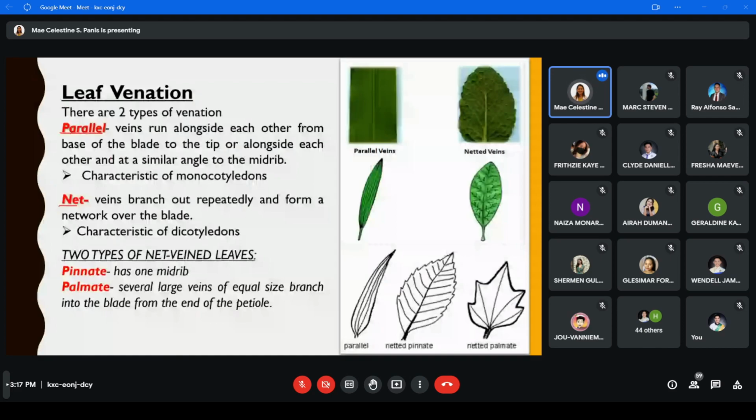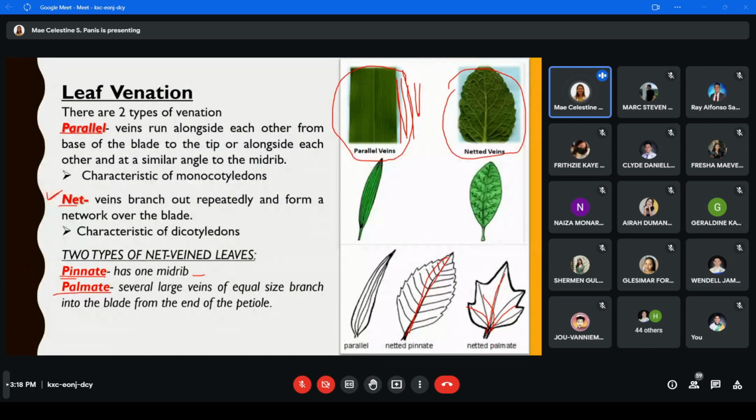So there are two types of netted veins: the pinnate and the palmate. When we say pinnate, it has one midrib. An example is this one, it has only one midrib. You will notice the midrib is bigger compared to the veins, running from the petiole up to the apex. And then palmate: several large veins of equal size branch into the blade from the end of the petiole. This is an example of palmate. It has many midribs, as you will notice.